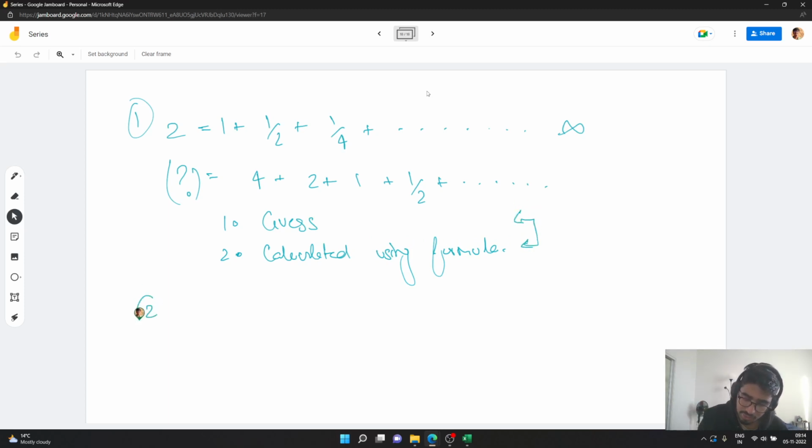And the other thing that you do is try to calculate a different sum. Try to calculate 1 minus half plus 1 by fourth minus 1 by 8 and so on till infinity. What will this sum be? Also again, take a guess. If you want, you can use Excel to plot it, and then also calculate using the formula.